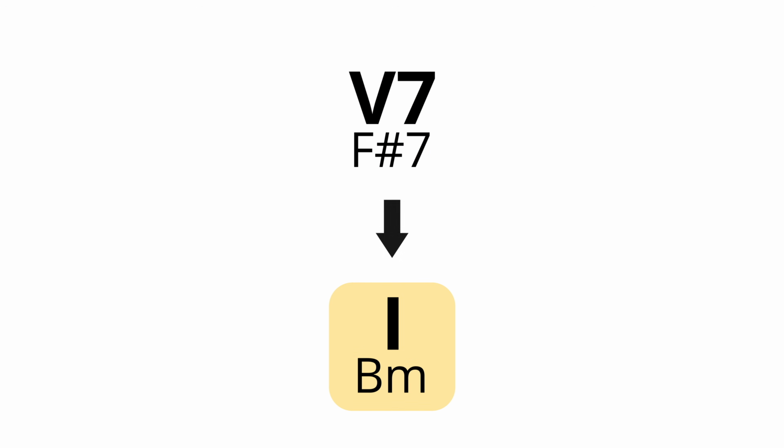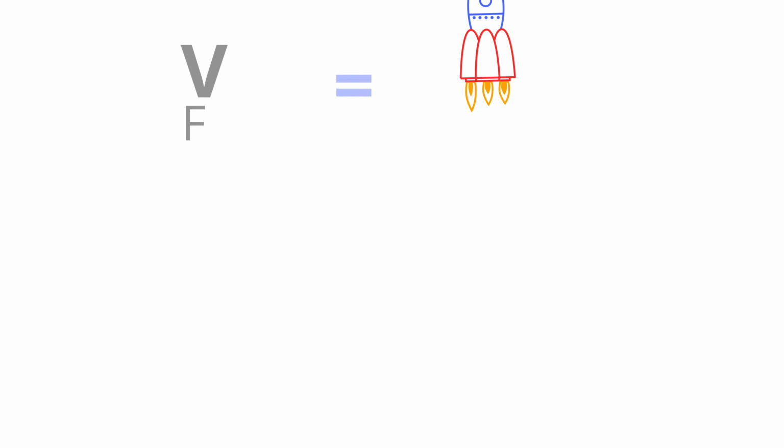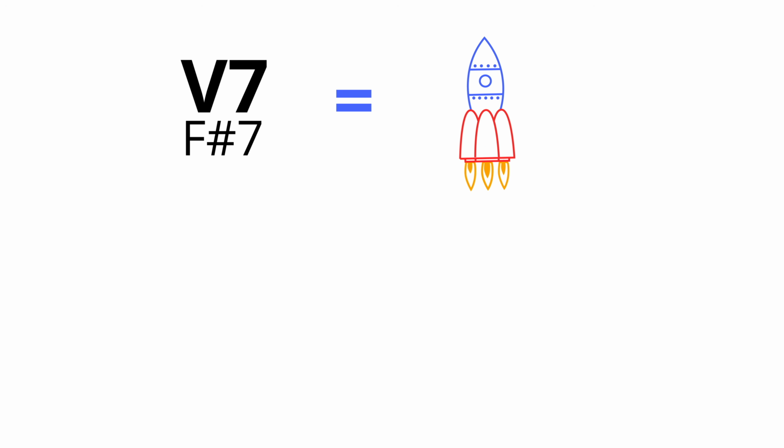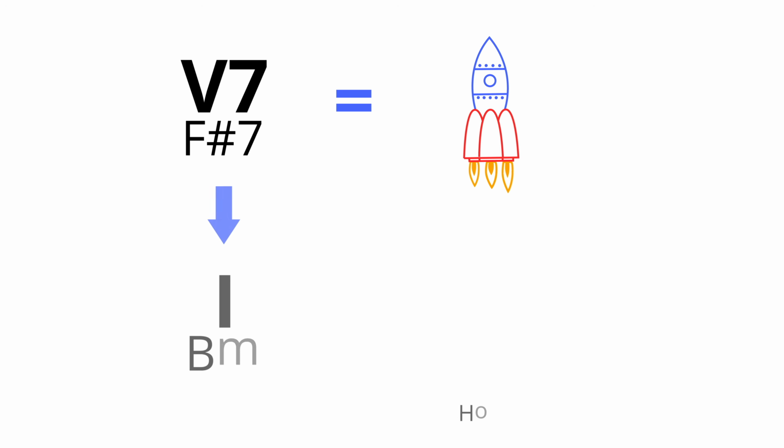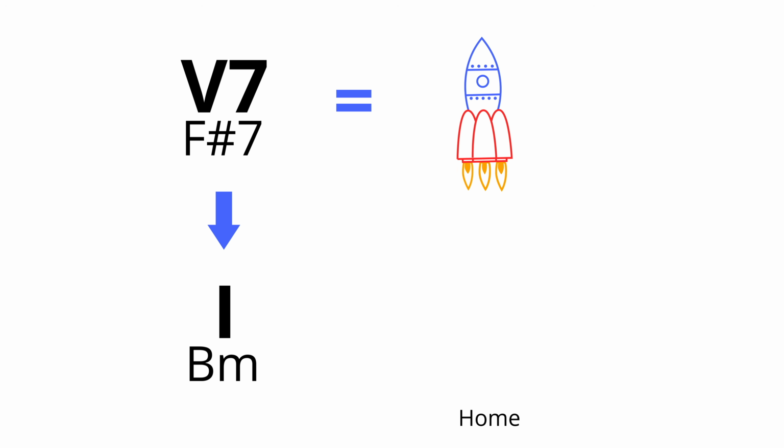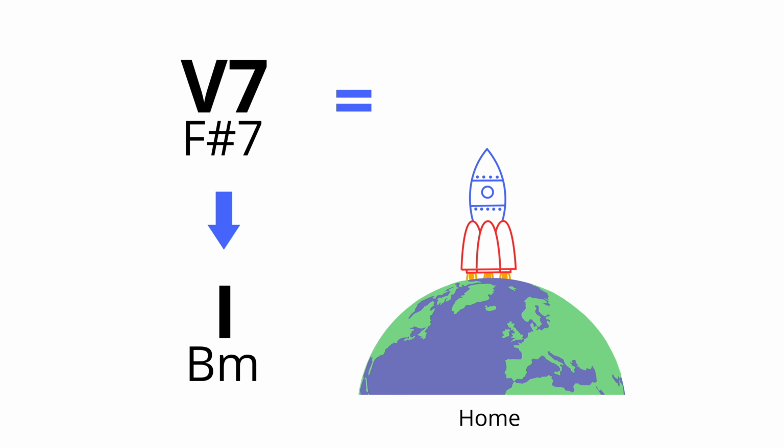A dominant 7th chord resolving down a perfect 5th is the most powerful harmonic gesture in music. It's an extremely common and straightforward sound. I'm sure you've heard it many times. If we compare our dominant 7th chord to a spaceship, we could say that going down a perfect 5th is the safest way to return home.